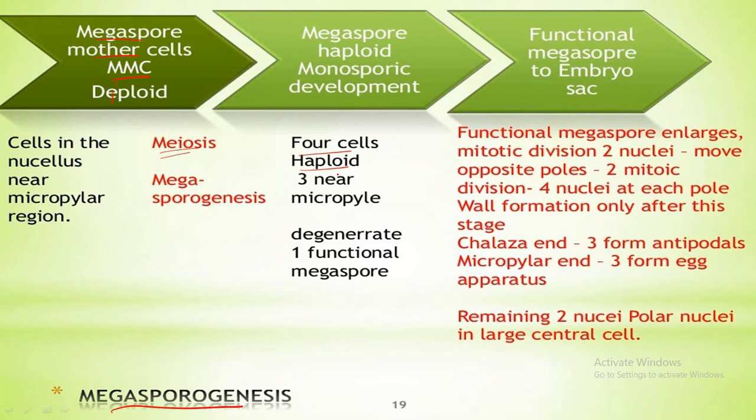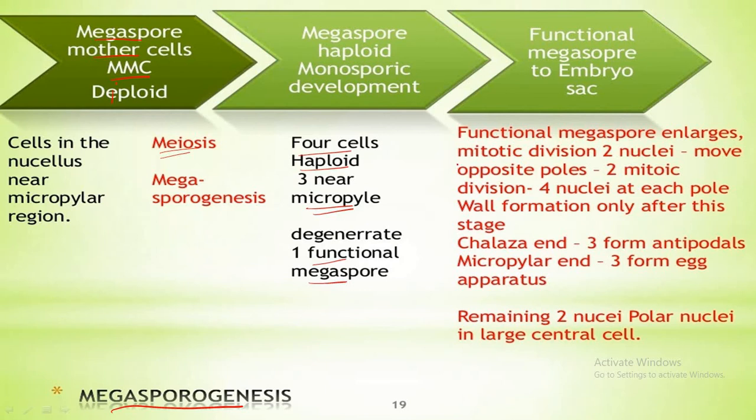ठीक है, तो जो मियोसिस से 4 टेट्राड मेगास्पोर बने हैं, 4 haploid megaspores which are formed, out of that the 3 will degenerate and only 1 will remain functional. The 3 which are near the micropyle will get degenerated and only the 1 which is near the chalazal end will be functional. Okay, and the degenerated one will then disappear.